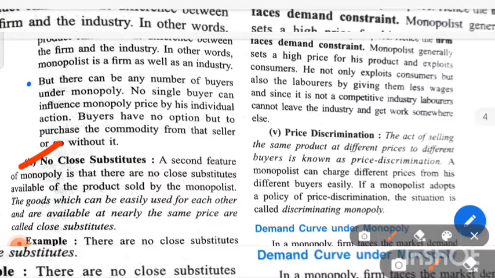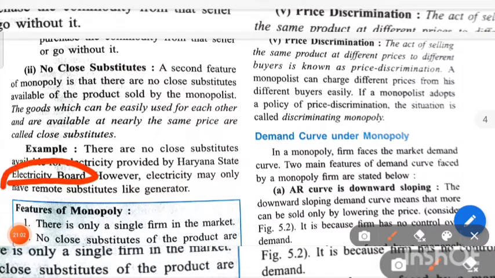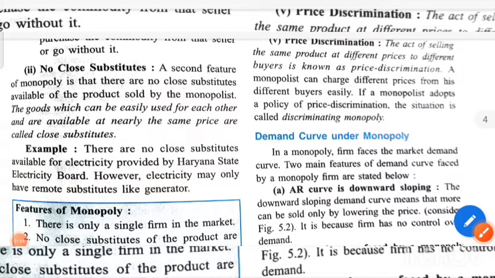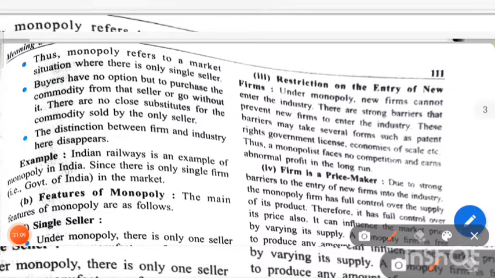So this is another feature. They have given the electricity board example. Now another feature: restriction on the entry of new firms. As you remember, in perfect competition there was no restriction, but in monopoly there is a restriction. They will not allow any other firm to enter the market because they don't want to lose their monopoly.